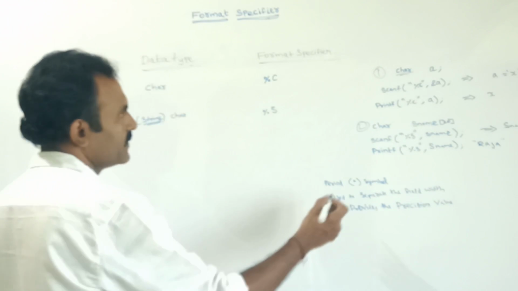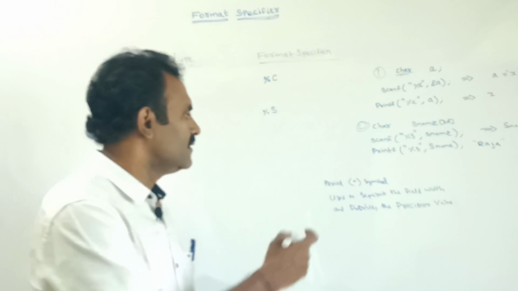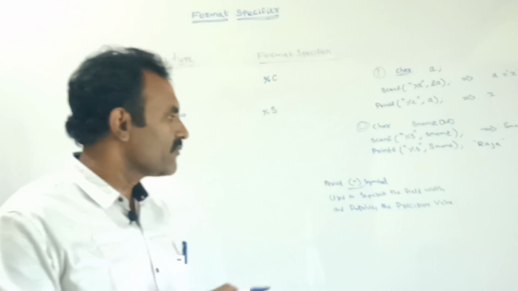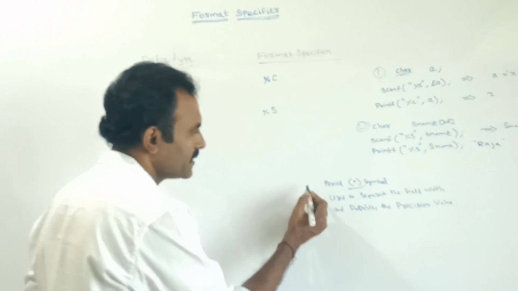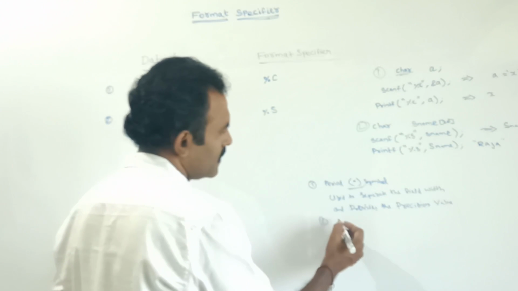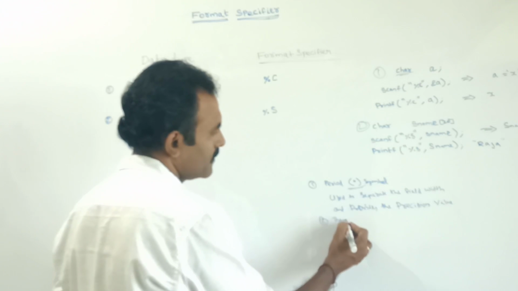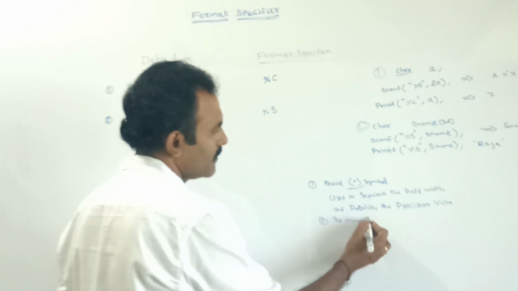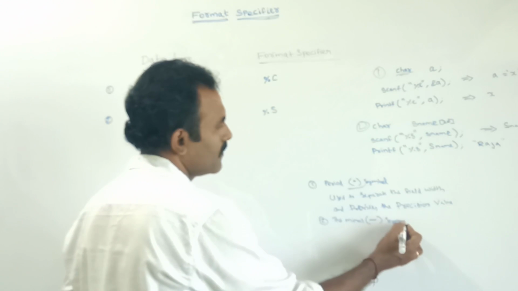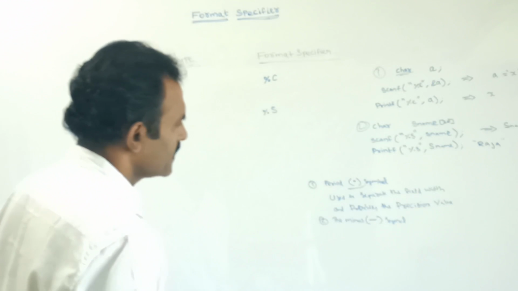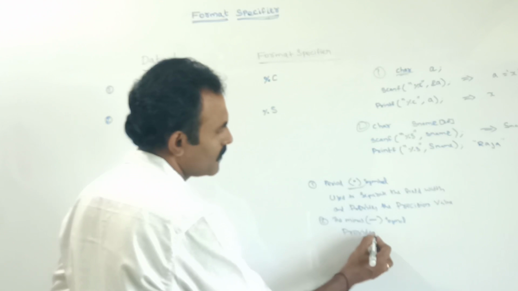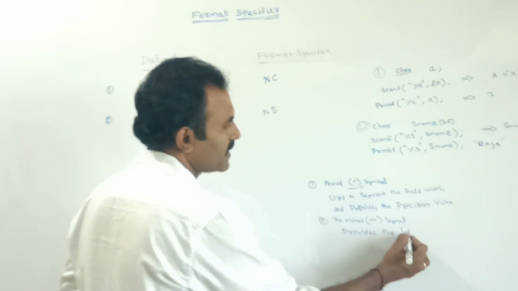Provides the precision value. Here in the format specifier, this dot symbol is used to separate the field width and it provides the precision value. Next one, this is the first point. The second point, the minus symbol. Here the minus symbol provides the left alignment.